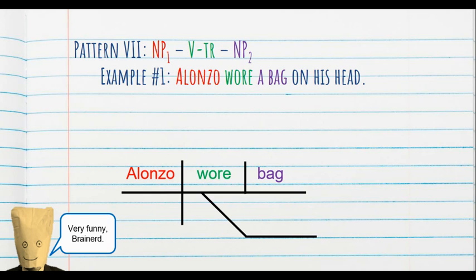Even though on his head is sitting way out here, it's not really a bag on his head as much as it is he wore it on his head. It tells us where he wore it. So I like putting that one particularly underneath the word wore. He wore it on his head. So we have on head, and then his head, and then a bag.